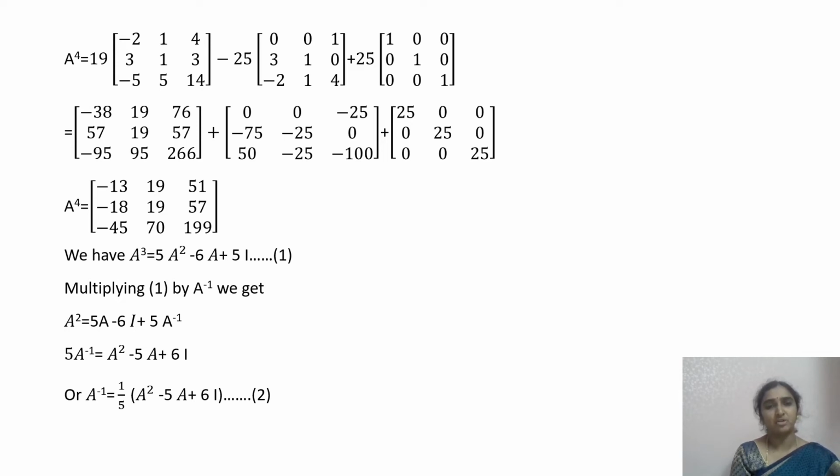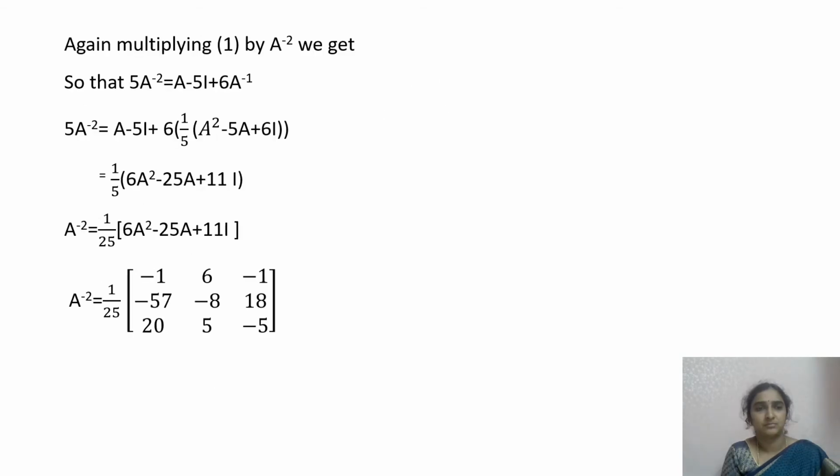We have A cube is equal to 5A square minus 6A plus 5I. Multiplying by A inverse, we get A square is equal to 5A minus 6I plus 5A inverse. Now 5A inverse is equal to A square minus 5A plus 6I, or A inverse is equal to 1 by 5 into A square minus 5A plus 6I.